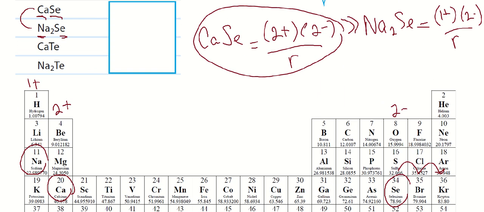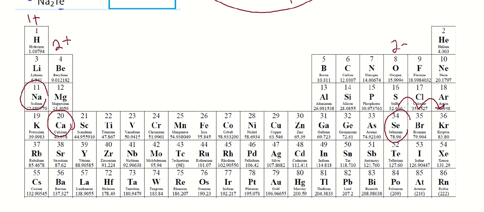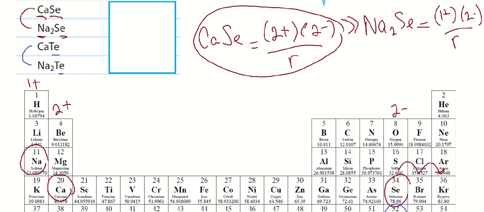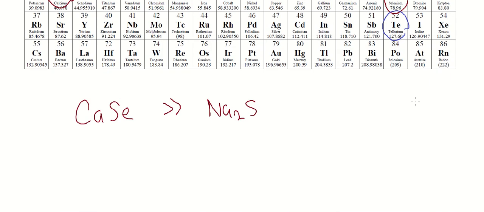All right, let's compare the other two now: calcium telluride and sodium telluride. Again, we have the same scenario where the anions are the same. By the way, it's also going to be 2 negative because it's in group 16. And the cations are the same cations. So again, for the same reason, we can say calcium telluride should have a much greater lattice energy than sodium telluride.